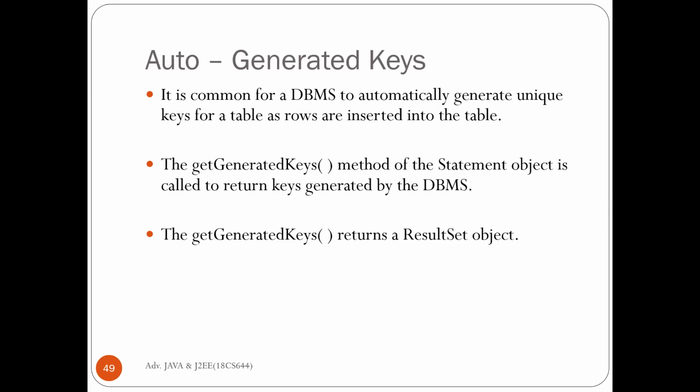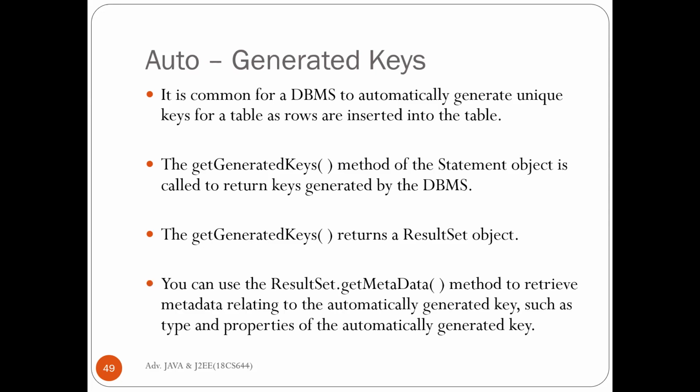Then we can use the metadata method to retrieve the metadata related to the automatically generated key, such as what the type is and what the properties of the automatically generated key are. So how to use it? On the result set, that is the get metadata method.